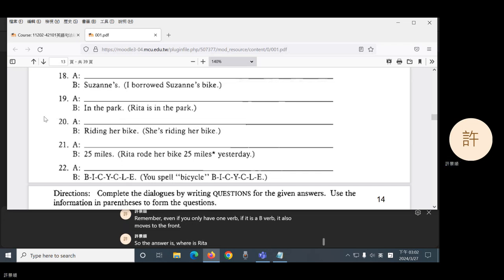20. What is she doing? An action is a thing. So the question word is what? What is she doing? Number 21, asking about a length. So this should be, how far did Rita ride her bike yesterday?